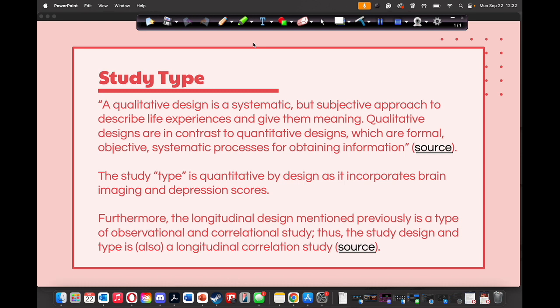Furthermore, the longitudinal design mentioned previously is a type of observational and correlational study, as said by the textbook. Thus, the study and design type is also a longitudinal correlation study. I did get this specific term from an outside source because I don't believe that either the lecture notes or the textbook refer to a longitudinal correlation study, but longitudinal studies are correlational by design, I believe, since they use qualitative and quantitative data.